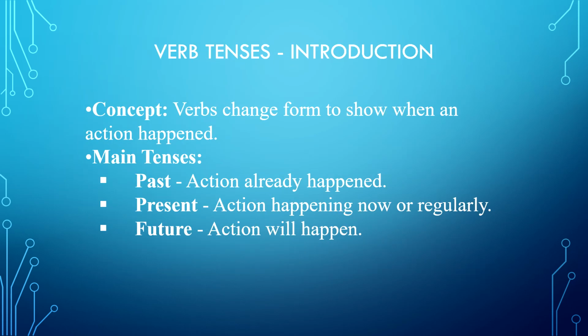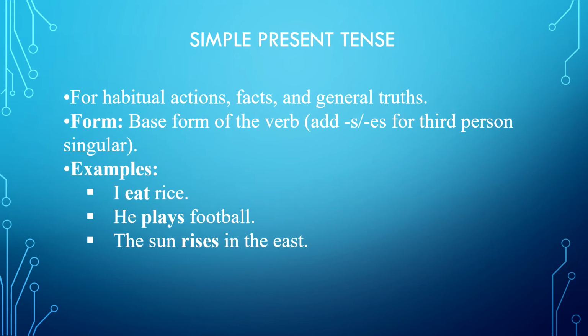Next, we'll talk about verb tenses. Verbs change their form to show when an action happened. The three main tenses are past, present, and future. Past tense is for something that already happened. Present tense is for something happening now or regularly. And future tense is for something that will happen later.